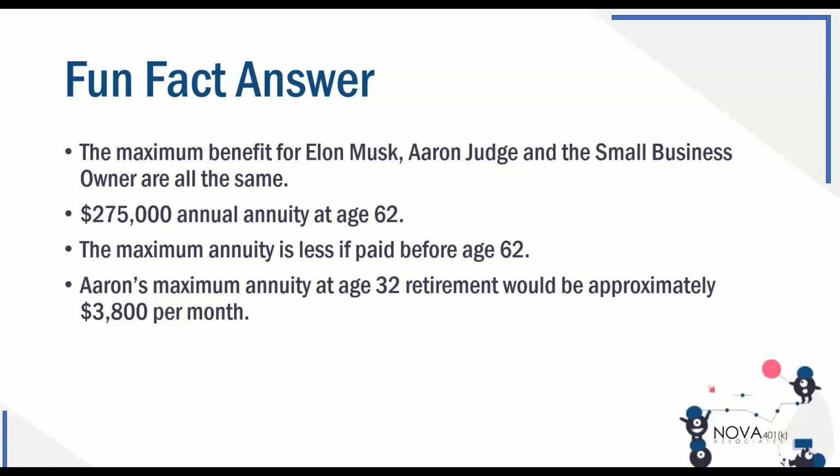Well, the answer is that they're all the same. The maximum they could have out of the plan is $275,000 in an annual annuity. And actually that's payable at age 62 for the 415 limit. It's going to be less than that if it's paid before 62, and more than that if it's over 65. So Aaron, for example, is currently age 32, so he would really only be able to get $3,800 a month, which sounds really low, but there's a huge reduction for that 30 years early.